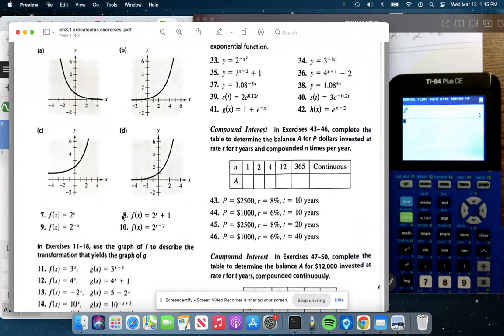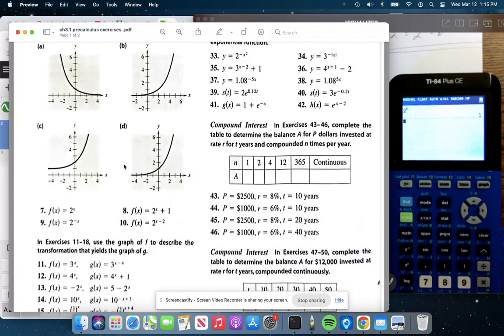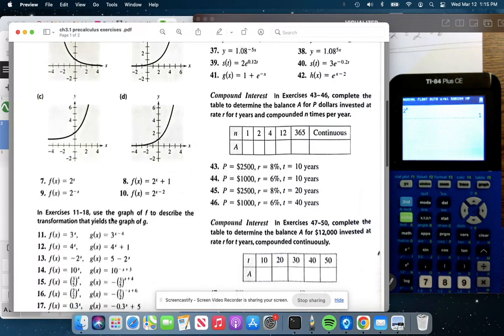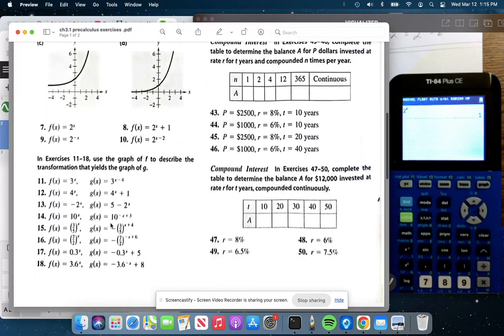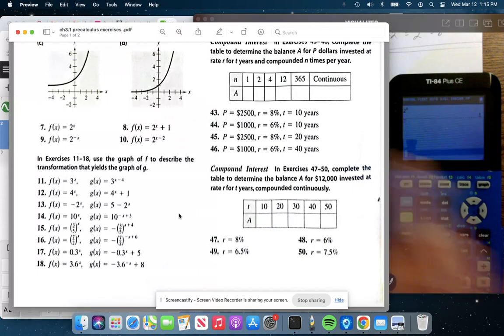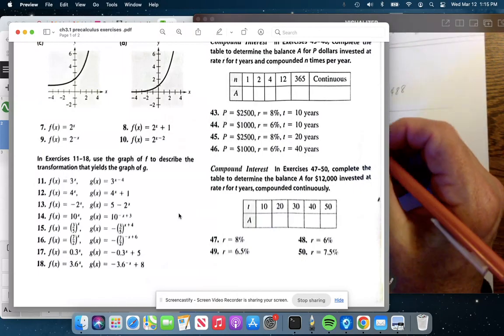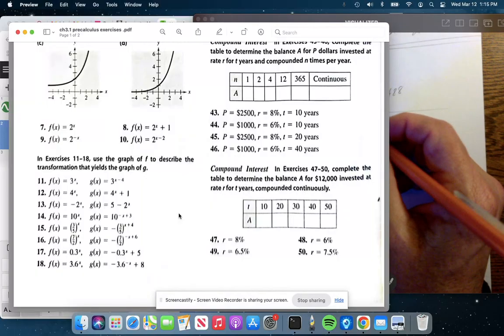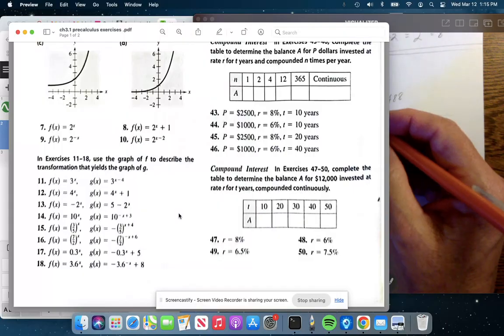All right, and you could also put those in Desmos and easily pick them out. But you should be able to do what I just did just by looking at the functions in the graphs. All right, in the next section, it says use graph of f to describe the transformation that yields the graph of g. Okay, so again, similar to what we just did. So let's look at number 12, I guess.